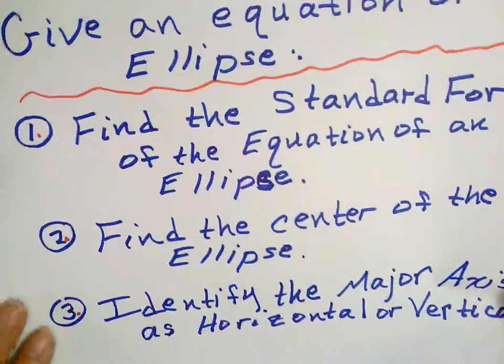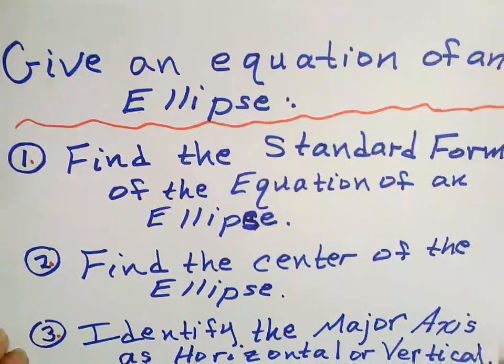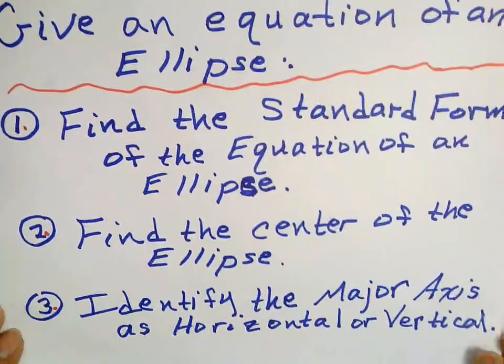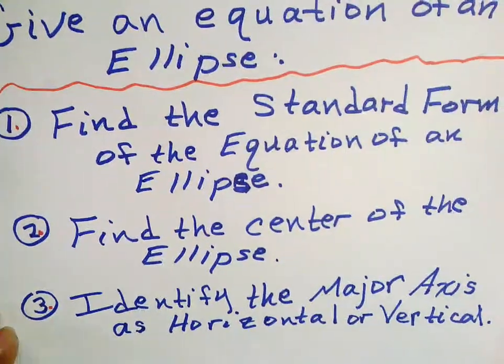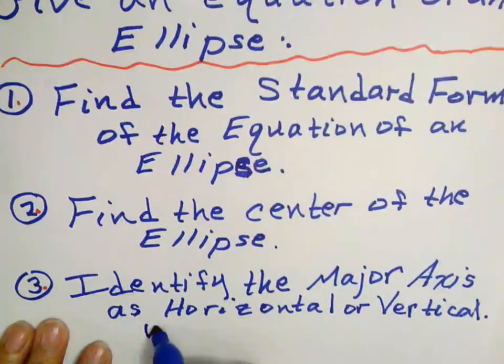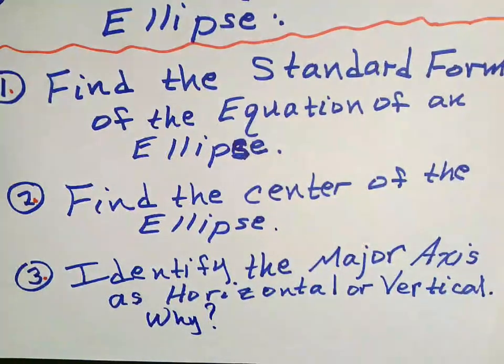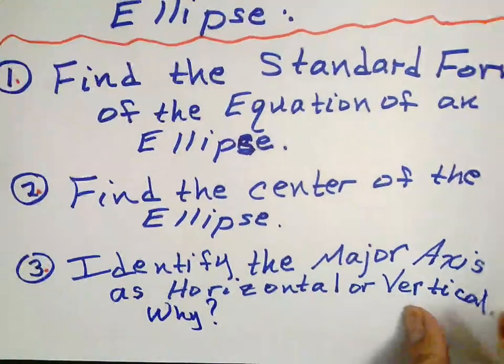Now, this is what we're going to do today. There are 3 things. I'll give you an equation of the ellipse, and we're going to find these 3 things right here. We're going to find the standard form of the equation of the ellipse, find the center of the ellipse, and identify the major axis as horizontal or vertical. And you want to tell me why it is horizontal or vertical. So let's look at our example.